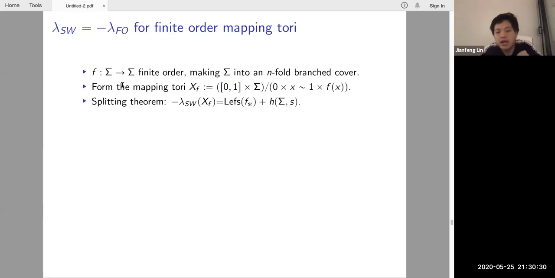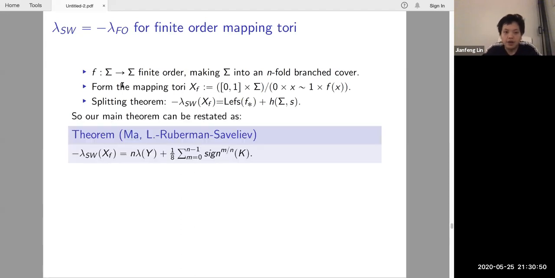And we actually have a splitting theorem that tells us that whenever you form such a mapping torus, the Seiberg-Witten invariant will always just be negative the normalized monopole Lefschetz number. And so our main theorem can be restated as: for such a mapping torus, negative 1 times the Seiberg-Witten invariant actually equals this linear combination of the Kessler invariant and the Tristram-Levine signature.